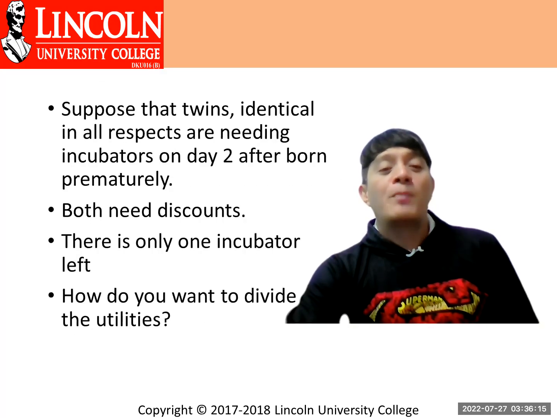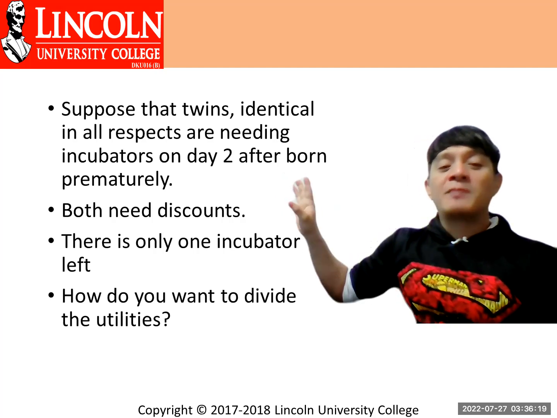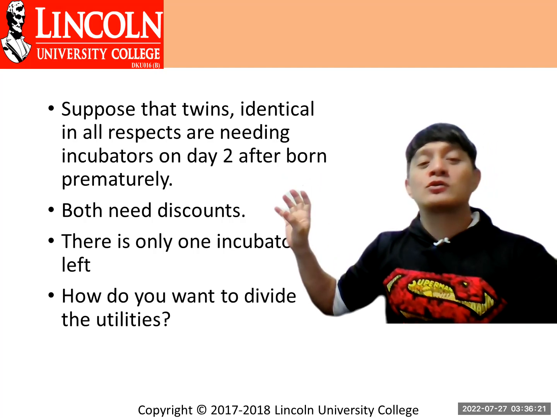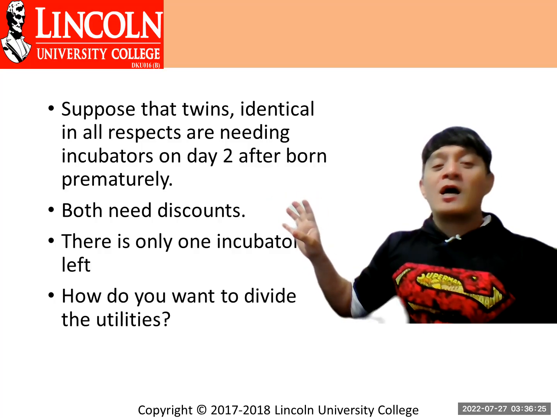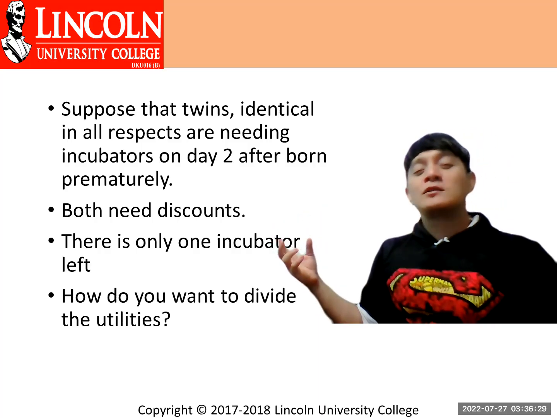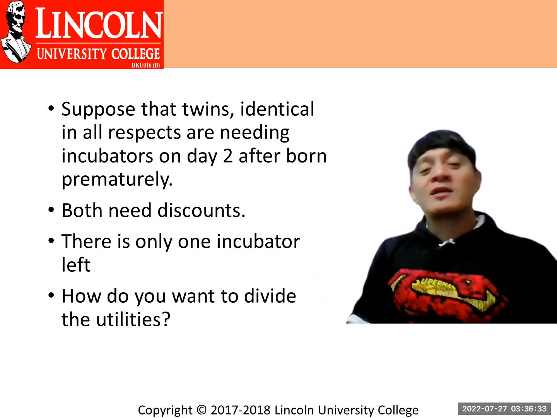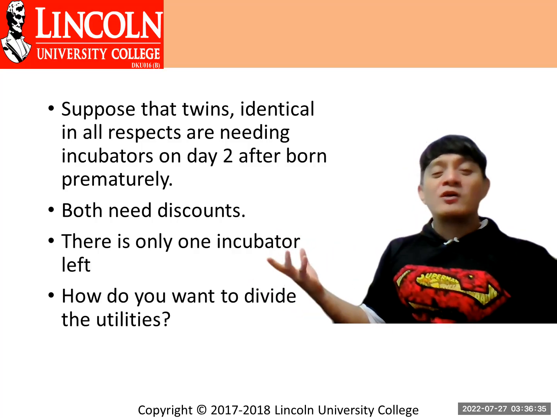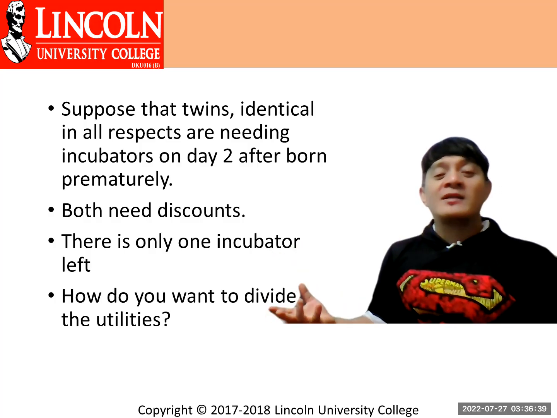So, suppose that twins, identical in all respects, need incubators on day 2 after being born prematurely. Both need incubators, and there's only one incubator left, because they are twins. That's your problem. How do you want to divide the utilities?